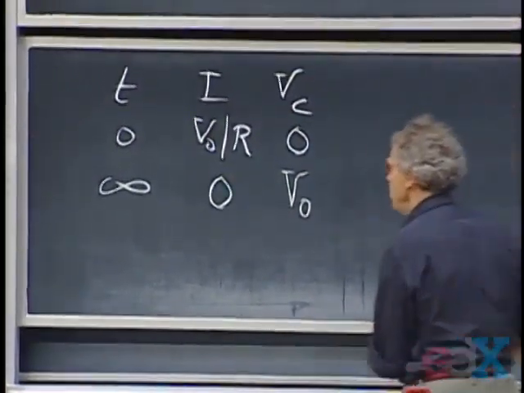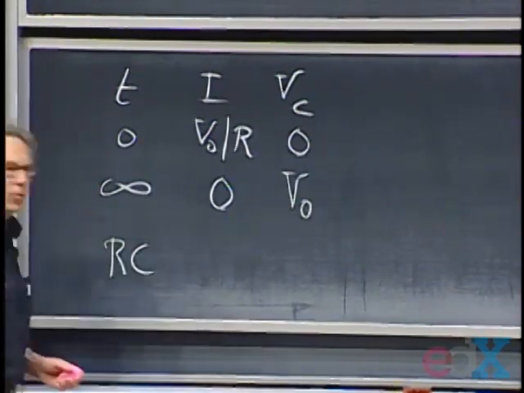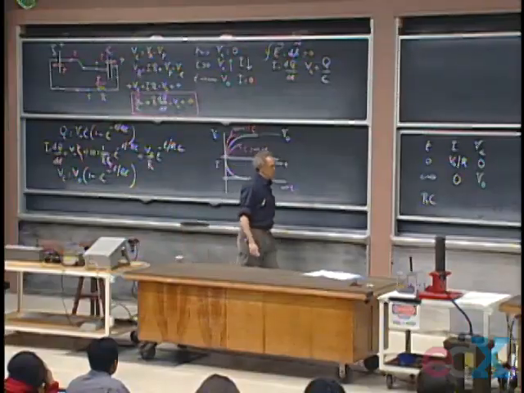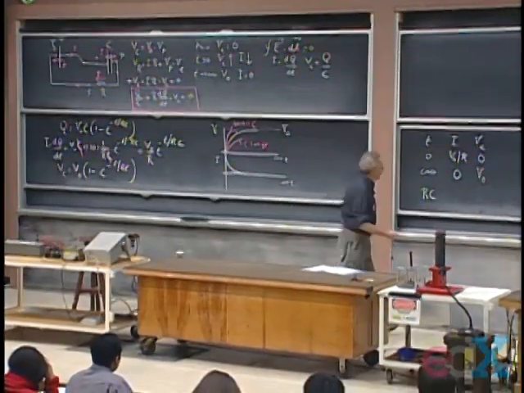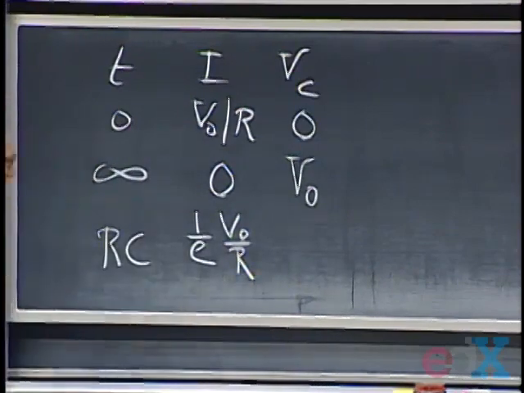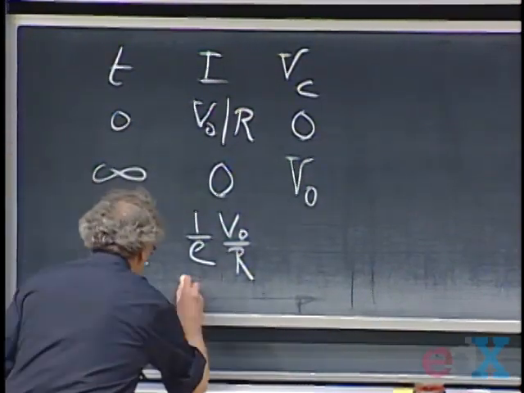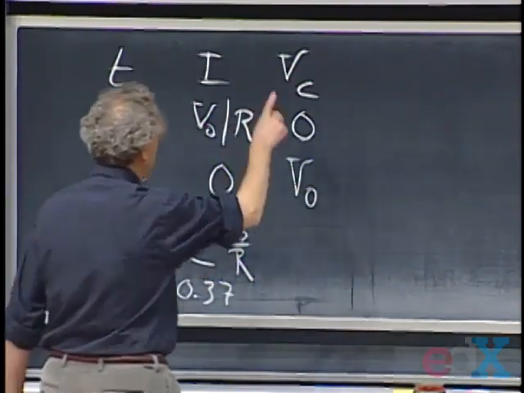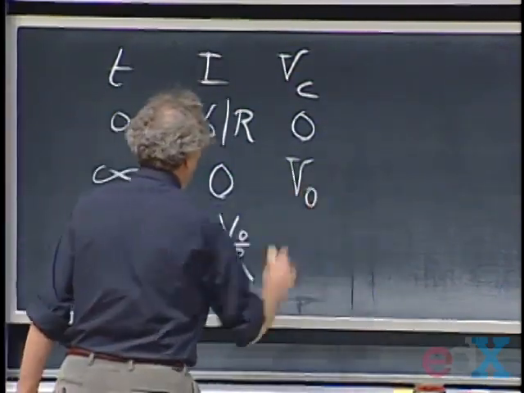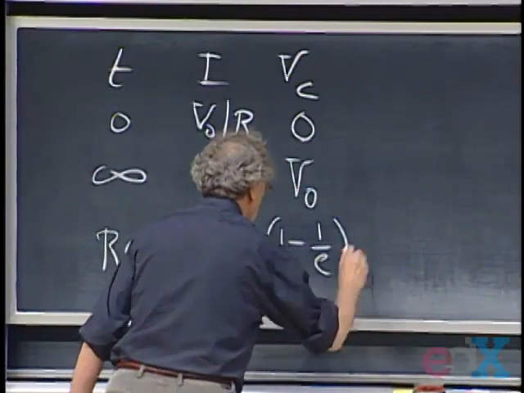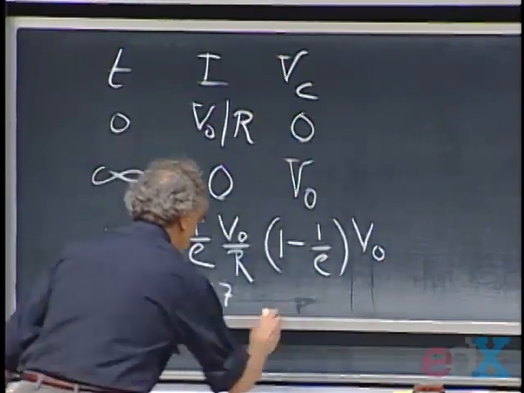If you wait a time RC, that's called the time constant of this circuit. In the case of the current, it's also called the decay time of the circuit. Then, of course, your current is 1 over E times V0 divided by R. And 1 over E is roughly 0.37. So your current is down to 37% of what it was at the beginning. And after a time RC, the potential over the capacitor is 1 minus 1 over E times V0. And that is then about 0.63.